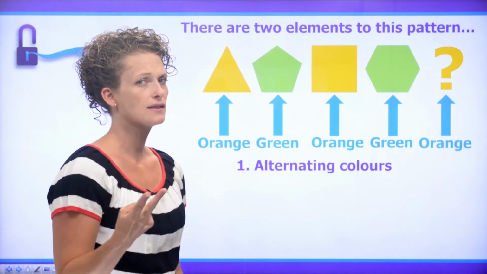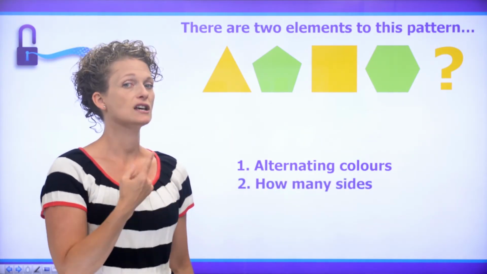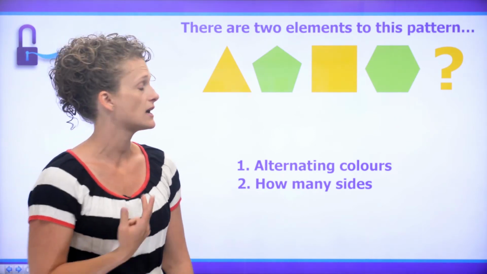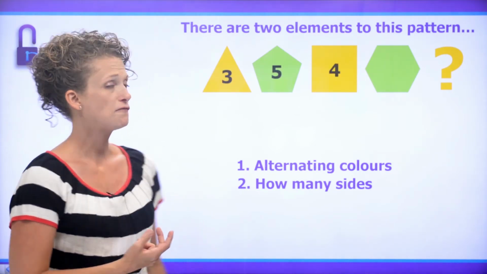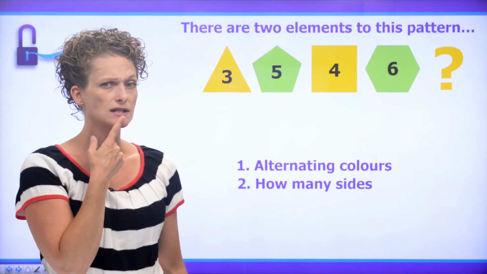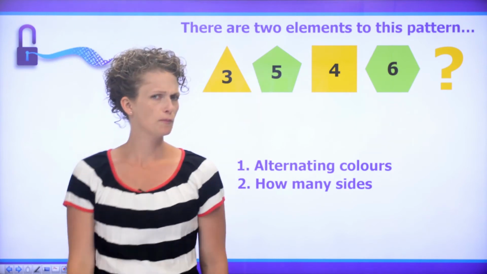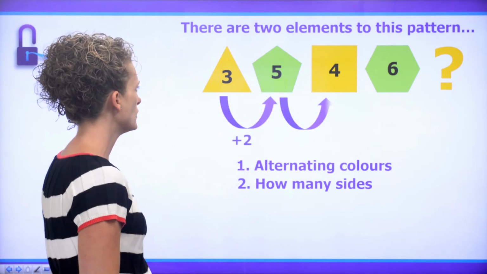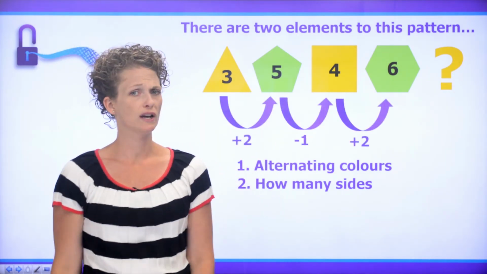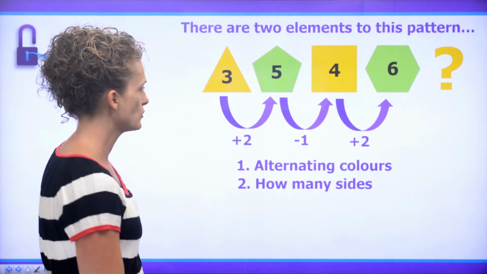But what's the second thing that's going on? Well, we have different numbers of sides. So how many sides do we have? Well, 3, 5, 4, and 6. So what should the next one have? That doesn't look like a regular sort of pattern. So let's see, how did we get from 3 to 5? Well, we added 2. 5 to 4, we subtracted 1. 4 to 6, we added 2. Sounds to me like we've got a pattern going on here.